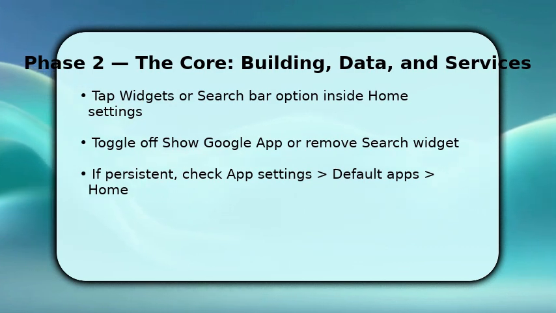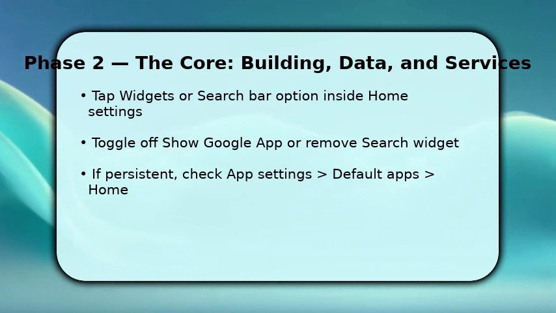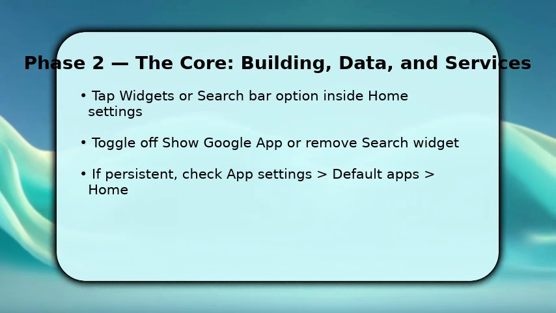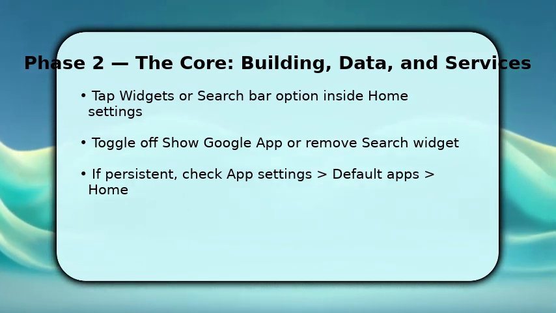Once done, check Default Apps under System Settings. Set Home App to Pixel Launcher if it's switched. This ensures the change sticks, because the wrong default launcher can automatically restore the search bar.